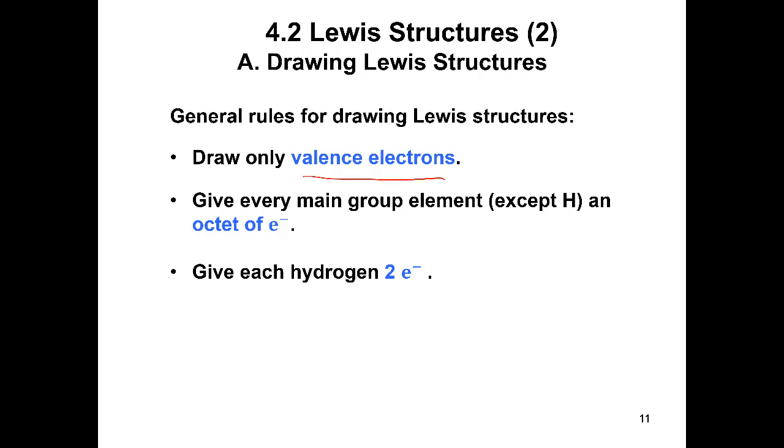You give every main group element except for hydrogen an octet. So everybody needs to have 8 electrons except for hydrogen. Then you give each hydrogen 2 electrons. Make sure that they have 2 electrons, or they're at least sharing 2 electrons.